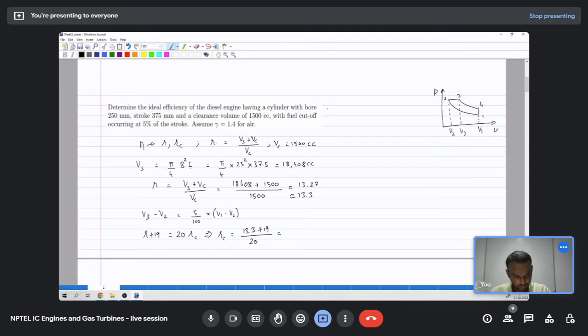Can anyone solve this? Okay, the cutoff ratio is 1.615.